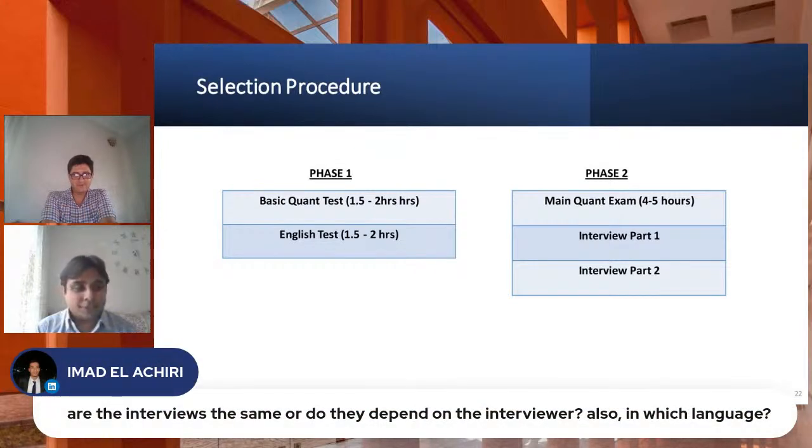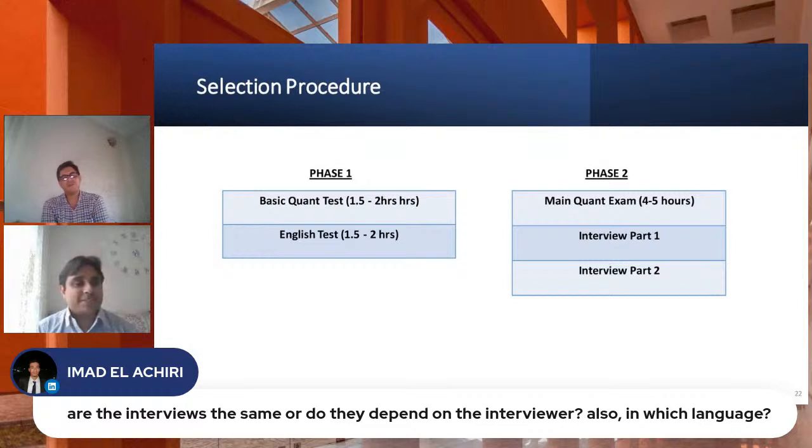Yes, we have another question from Imad. Are the interviews the same or do they depend on the interviewer? Also, which language? Imad, the interviews will be in English, and the questions depend on the interview panel. We cannot have the same questions for all panels, otherwise students will come out, know the questions, and start sharing them with others. So each student will have different questions, but they can expect similar levels, so that we are aware of what kind of questions we're asking.